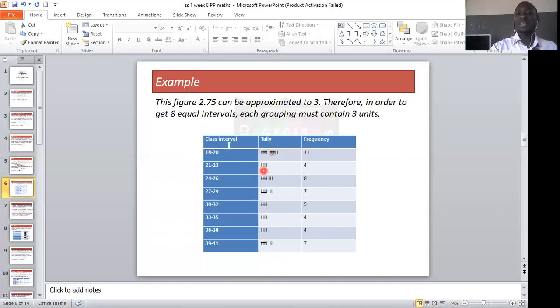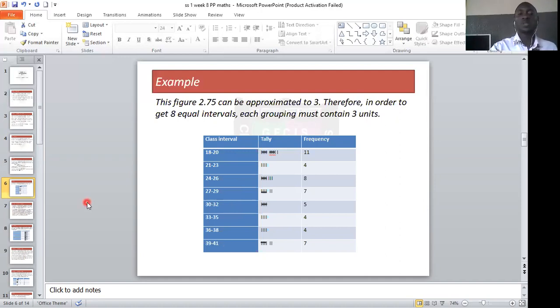Now you can see the interval. From the question, it says 8 intervals. That is 1, 2, 3, 4, 5, 6, 7, 8. And each group must have the same difference in their range. How do we calculate this? Find the range, the highest minus the lowest number, divided by the total number of intervals you ask for, the groups, to give you the difference in between.